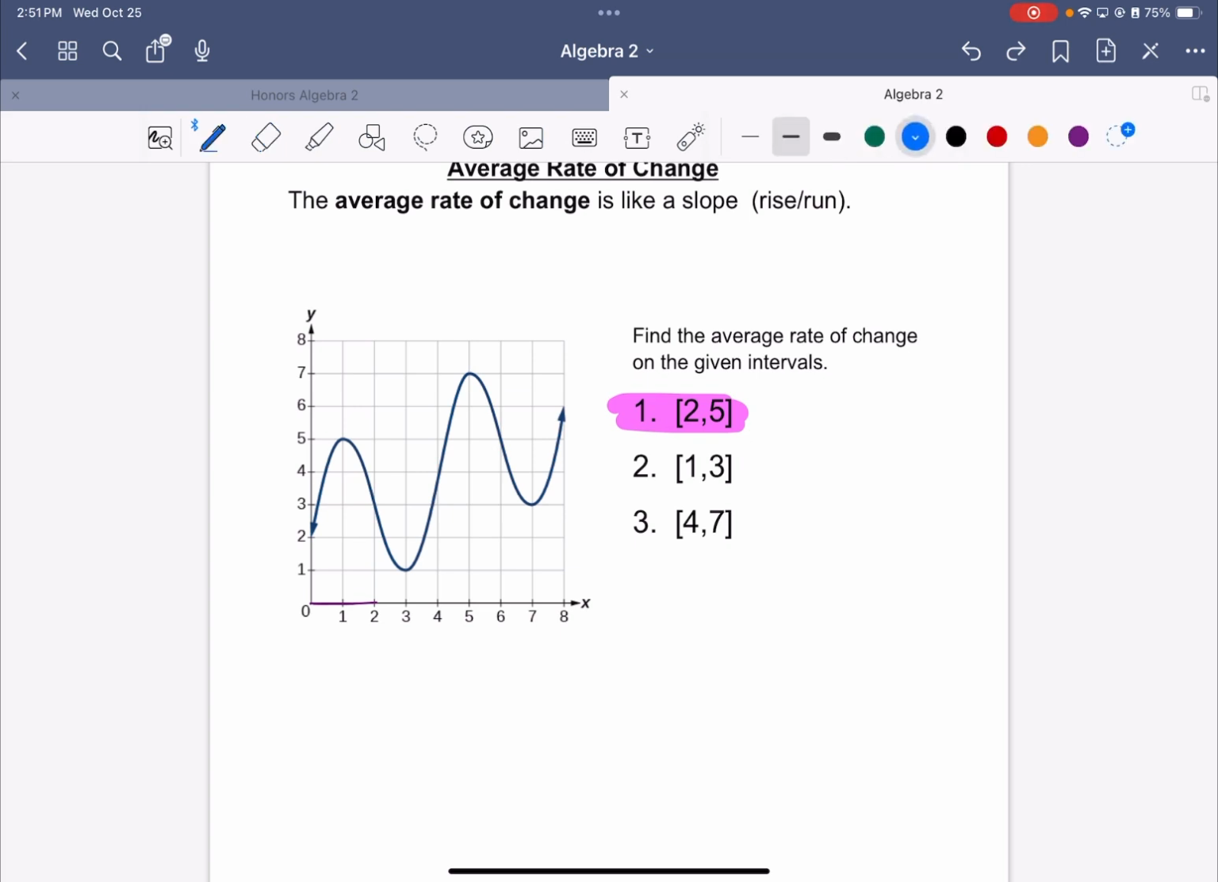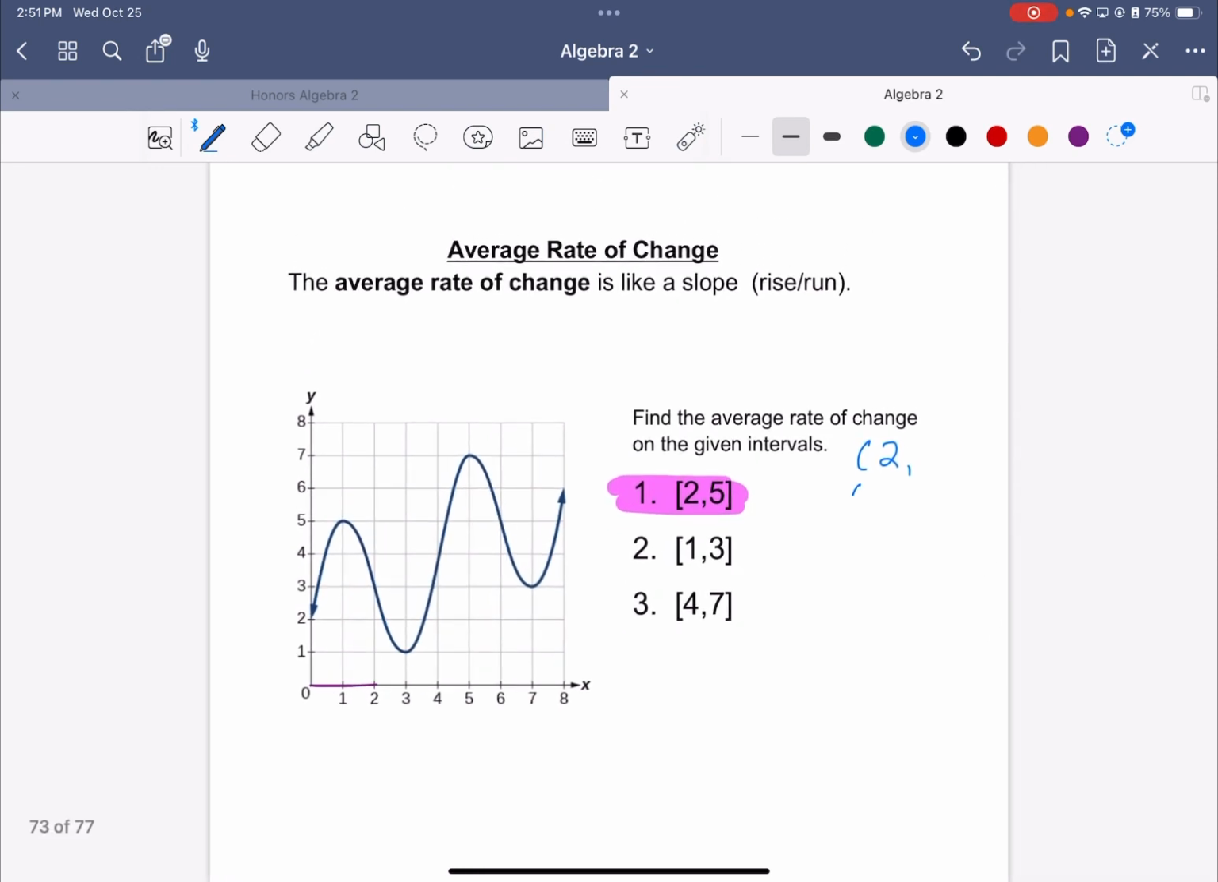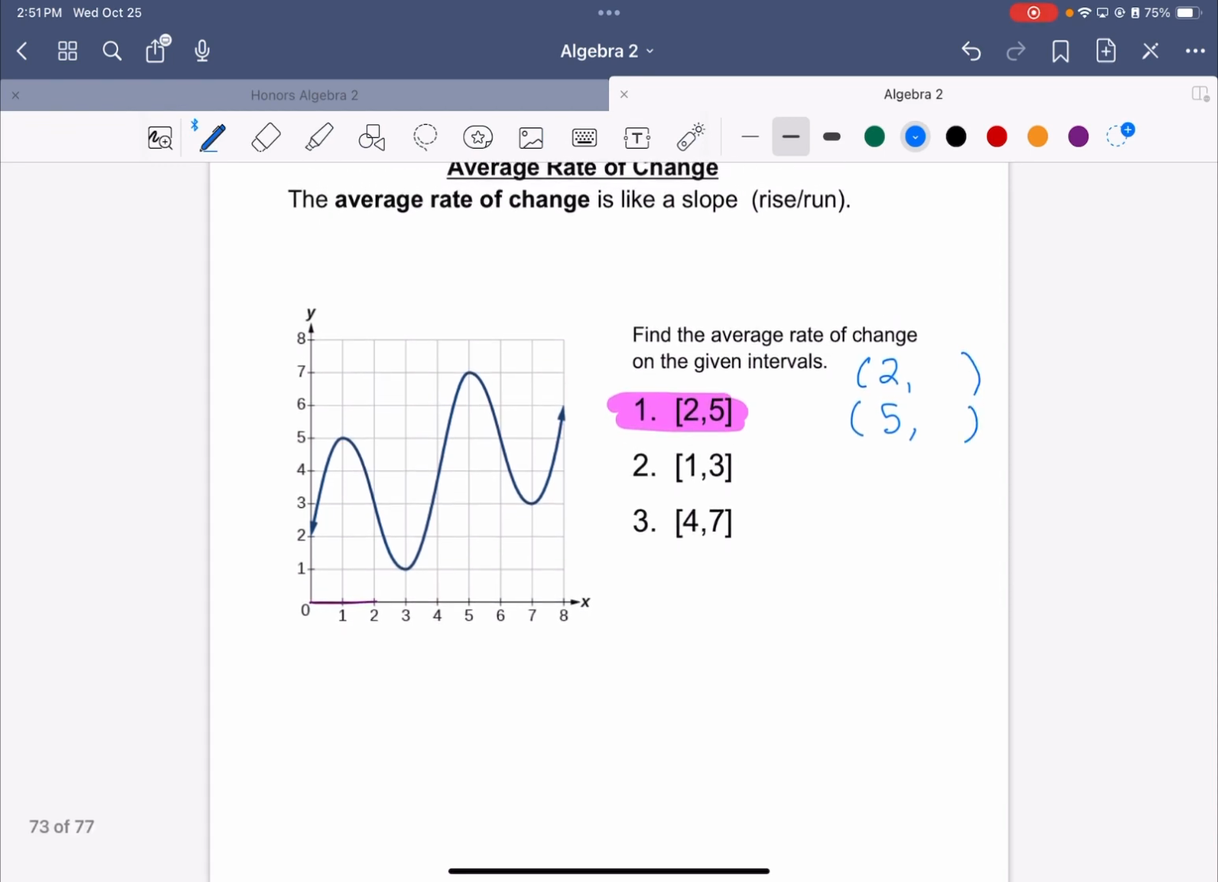We're given our x values already. Our x values for this first one are just whatever your intervals are. Those are your x values. So my x value is going to be 2, and my x value is going to be 5. Now we have to find what the y value is that associates with that. And we do this just like we did the other day on Monday. On Monday, you had to find something like f of 2.